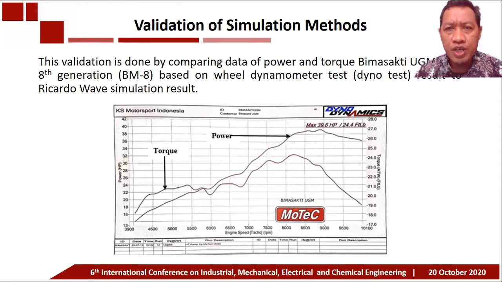Validation of the simulation method is done by comparing data of power and torque of the Bimasakti UGM car 8th generation, based on the dynamometer test or dyno test result, to the Ricardo Wave simulation result. In this graph, we can see the dyno test. There are two curves, a power curve and a torque curve. For the value of power, we use the number on the vertical axis on the left side, and torque on the right side.